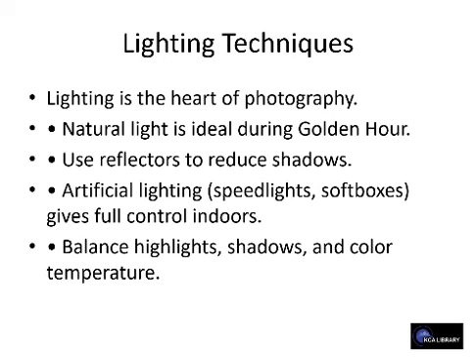Lighting techniques. Lighting is basically everything photography has to do with. So I can say that lighting is the heart of photography. If you're thinking golden hour, natural light is ideal. If you want to reduce shadows, if you're outdoors or maybe you have shadows in your studio, you use reflectors. And if you want full control indoors, you can use artificial lighting, your soft boxes and speed lights. Balance highlights and shadows.